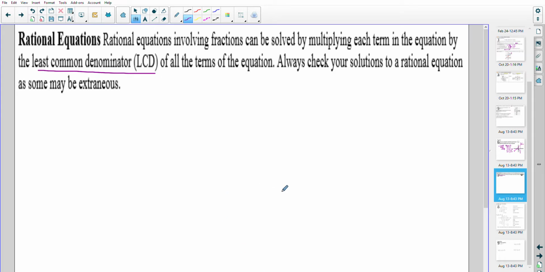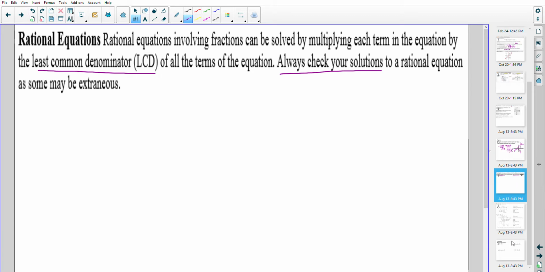Solving rational functions can be very difficult and time-consuming if you don't follow the right procedure. And by right, I mean the quickest procedure. If you solve a rational equation, you're going to want to look and see what is the least common denominator of all the terms. You also are going to want to check your solutions to make sure that the denominator doesn't equal 0.